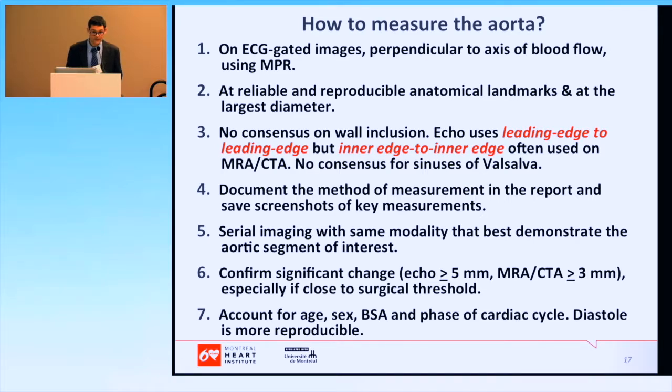Serial imaging should be done, if possible, with the same modality that best demonstrates the aortic segment of interest. A significant change, which is usually 5 millimeters by echo, 3 millimeters by CMR or CT, should be confirmed with additional imaging, especially if you're close to the surgical threshold. And then the measurement should account for age, sex, body surface area, and the phase of cardiac cycle. We usually think that diastole is more reproducible over time.